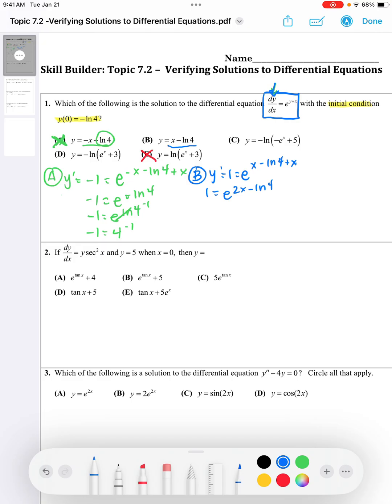So how are we going to simplify this? Well, a property of exponents: if it's subtraction, it changes to division. So e to the 2x divided by e to the natural log of 4. Now we know e and natural log are inverses of each other, so those are going to cancel out, so that this will give me 1 equals e to the 2x over 4, which is not equal to 1, so this is going to be crossed off as well.